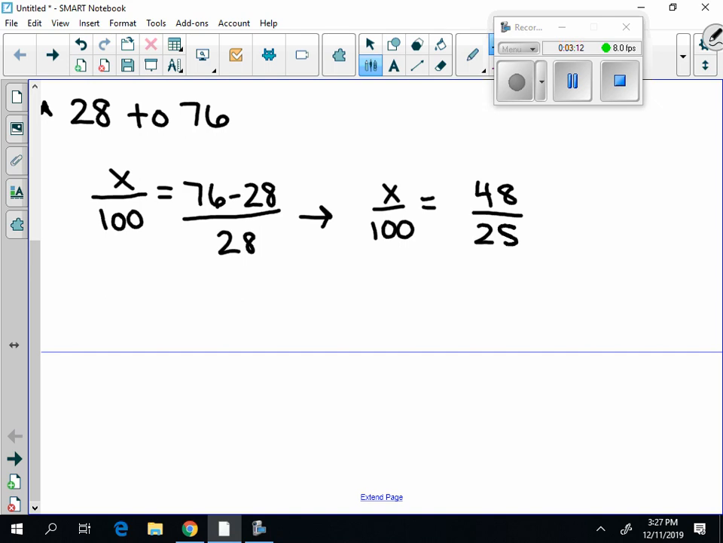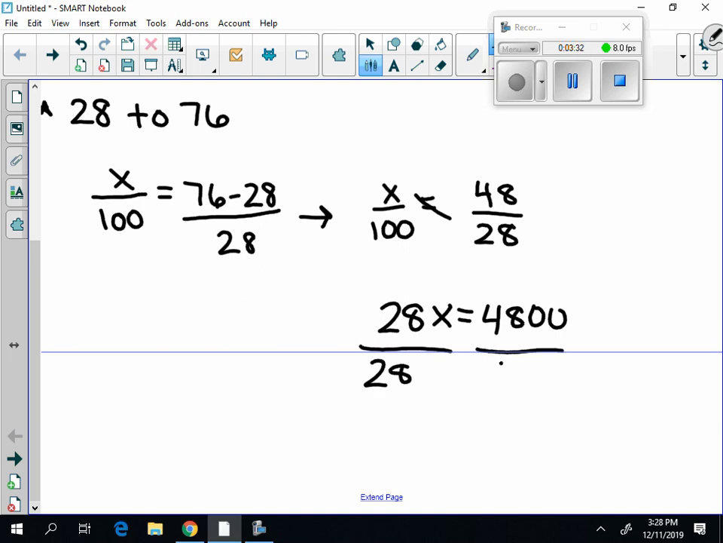And now what do you have to do? What have you guys been doing for the last product? Perfect. 28x is going to equal 48 times 100, which is 4,800. Who can tell me what 4,800 divided by 28 equals? 171 point, so we'll just say 0.4.